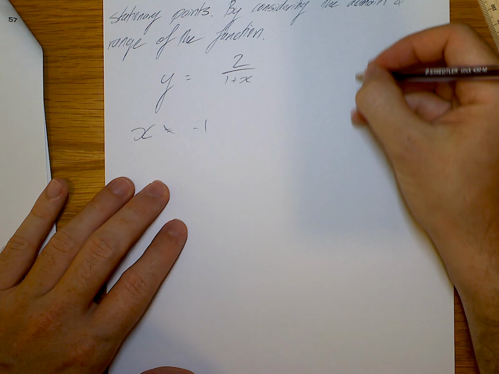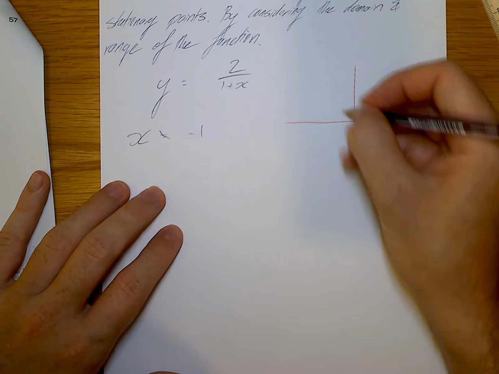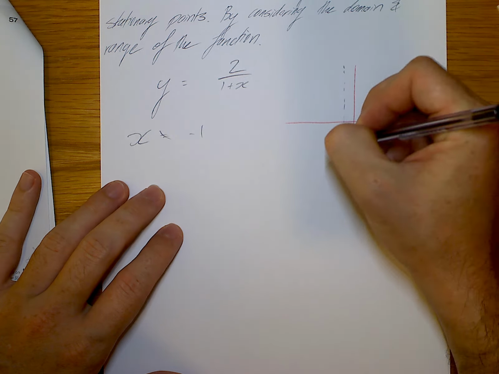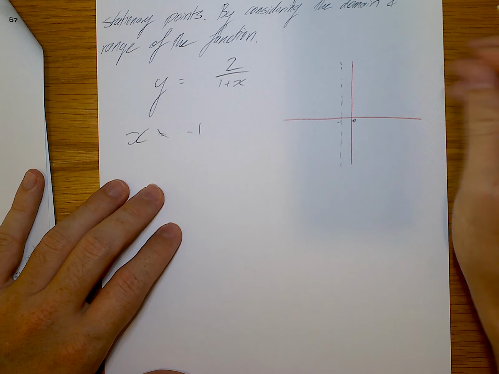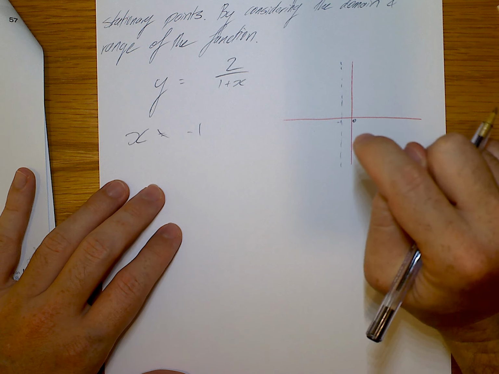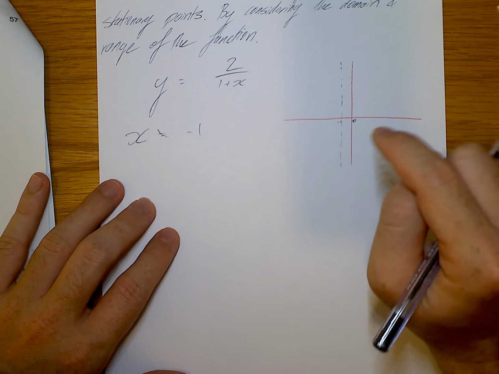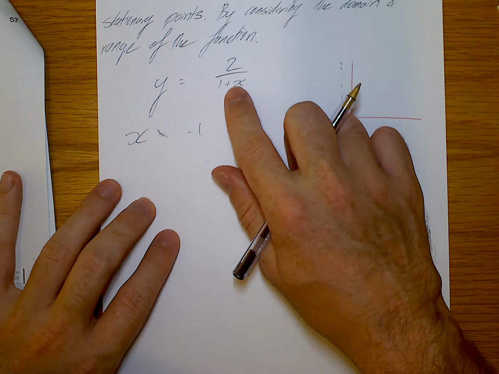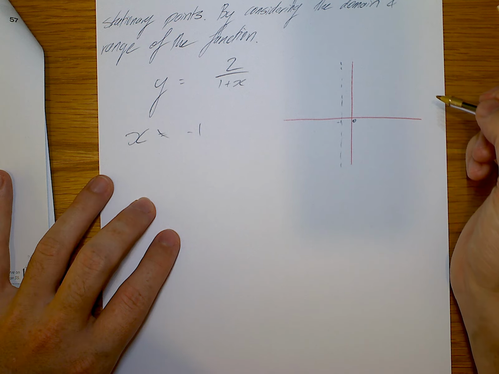If I'm drawing that straight away, and I have my 0, my negative 1, I know the function cannot equal that. It can be this side, it can be this side, but it cannot equal x equals negative 1. Also, I can do this a few different ways. I can do a table of values and show you what the points will be. I'm going to do that in a moment.